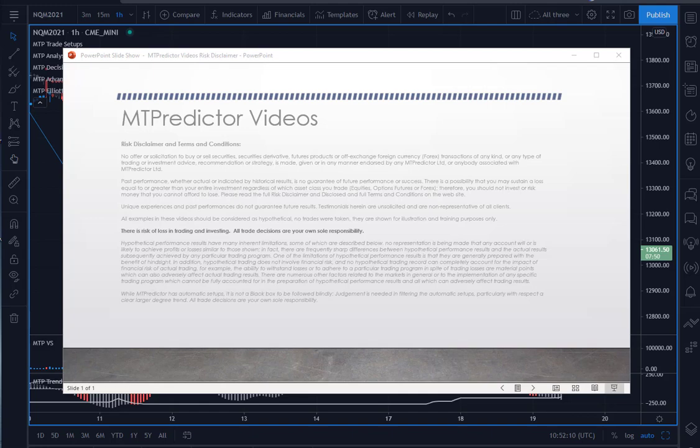But as usual, we start with our risk disclaimer and remind you that all examples in these videos should be considered as hypothetical. No trades are actually taken, they're just shown for illustration and training purposes only. Remind you there's a risk of loss in trading and investing. Put another way, all professional traders know and understand, but more importantly accept that losses can and will and do unfold. It doesn't matter what trading approach you take, there always will be losing trades.